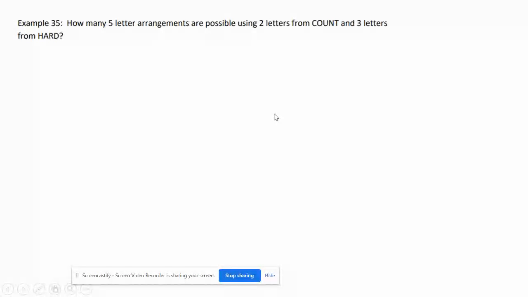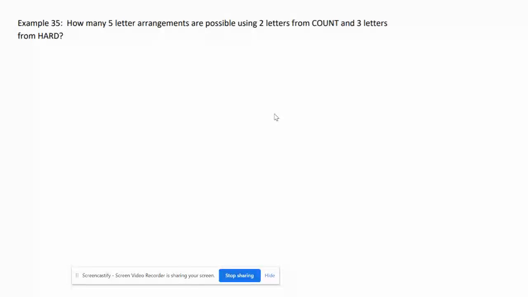Example 35. How many 5-letter arrangements are possible using 2 letters from count and 3 letters from hard? Okay, counting is hard, guys. That's why I kind of put this example in here. Now, guys, this is definitely the hardest question that we'll cover so far. And I think when I say the hardest question, guys, the calculation is going to be quite simple at the end when you see it, but just kind of understanding why.